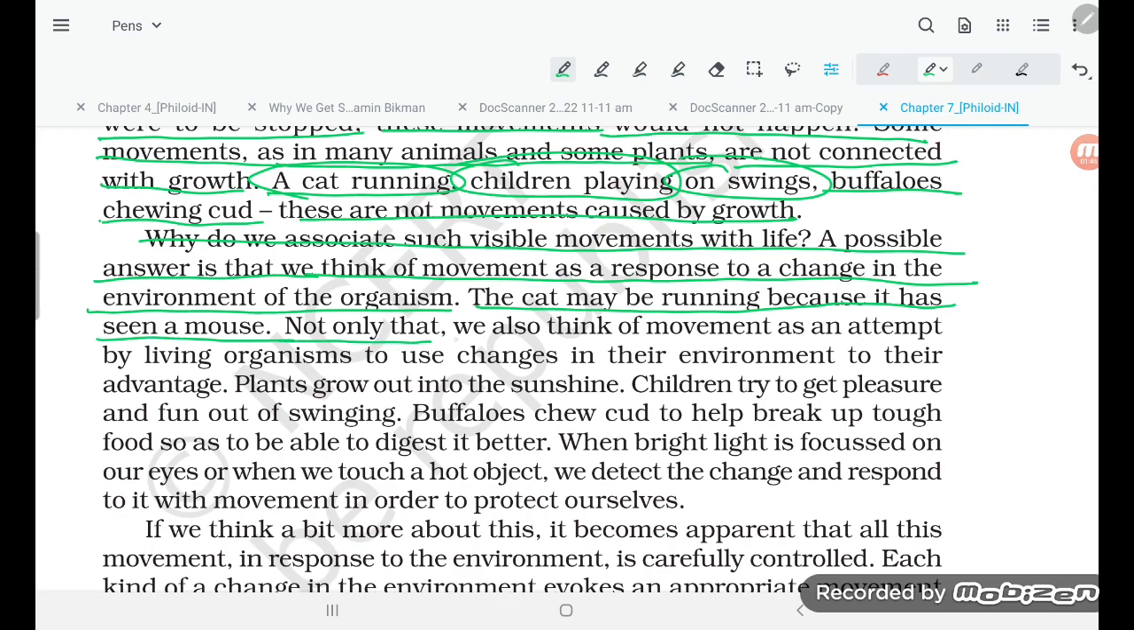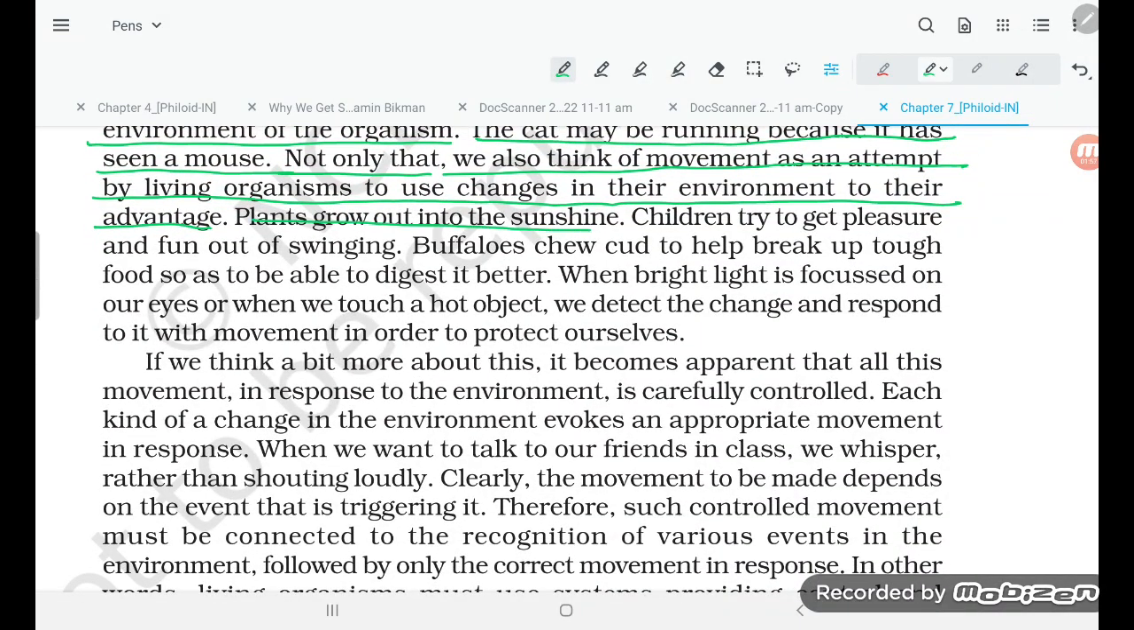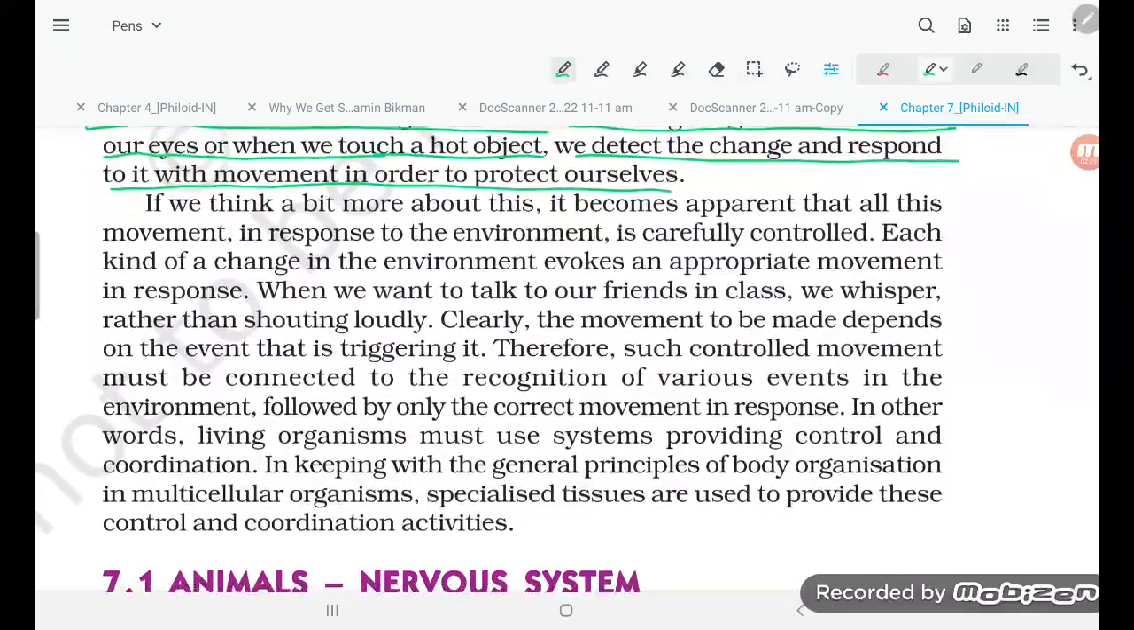Not only that, we also think of the movement as an attempt by living organisms to use changes in their environment to their advantage. Plants grow out into the sunshine. Children try to get pleasure and fun out of swimming. Buffalo chew cud to help break up tough food so as to be able to digest it better. When bright light is focused on our eyes or when we touch a hot object, we detect the change and respond to it with movement in order to protect ourselves.